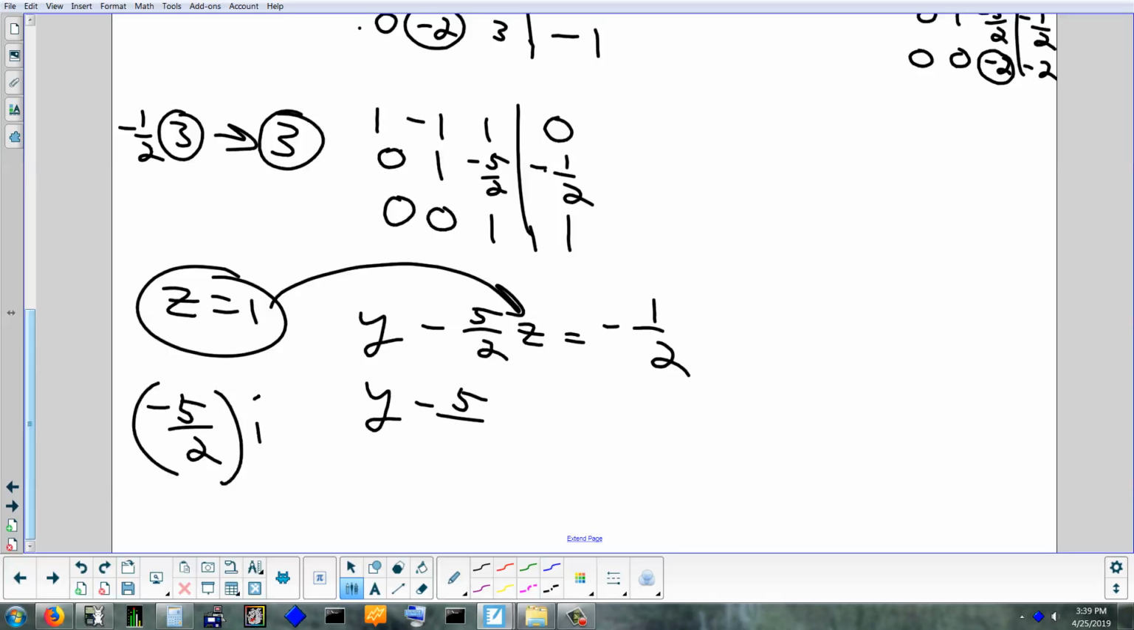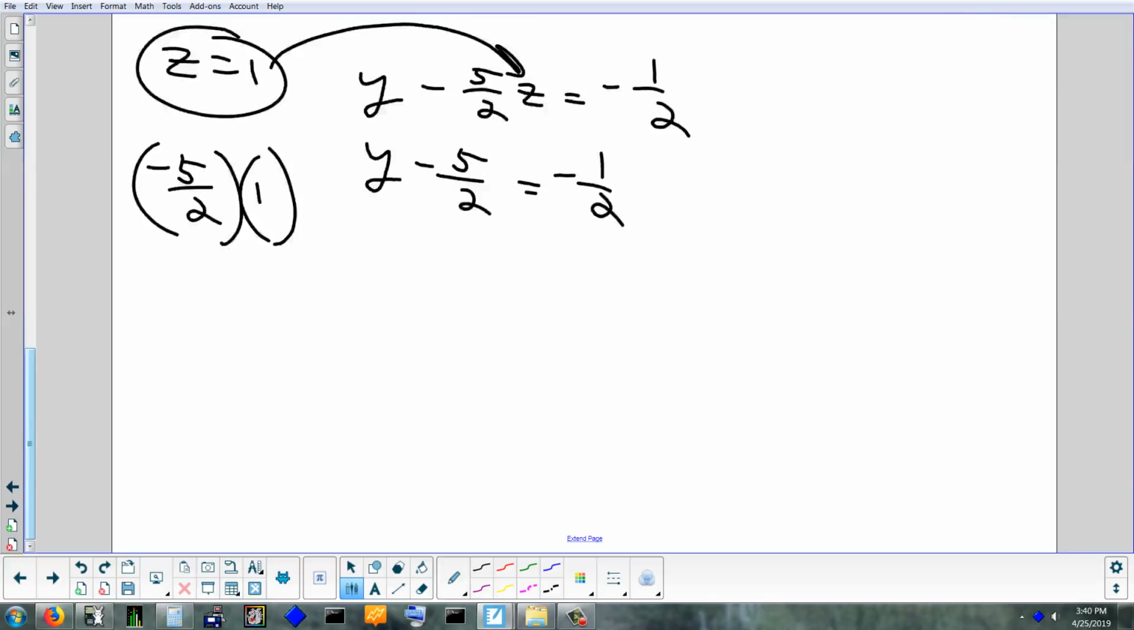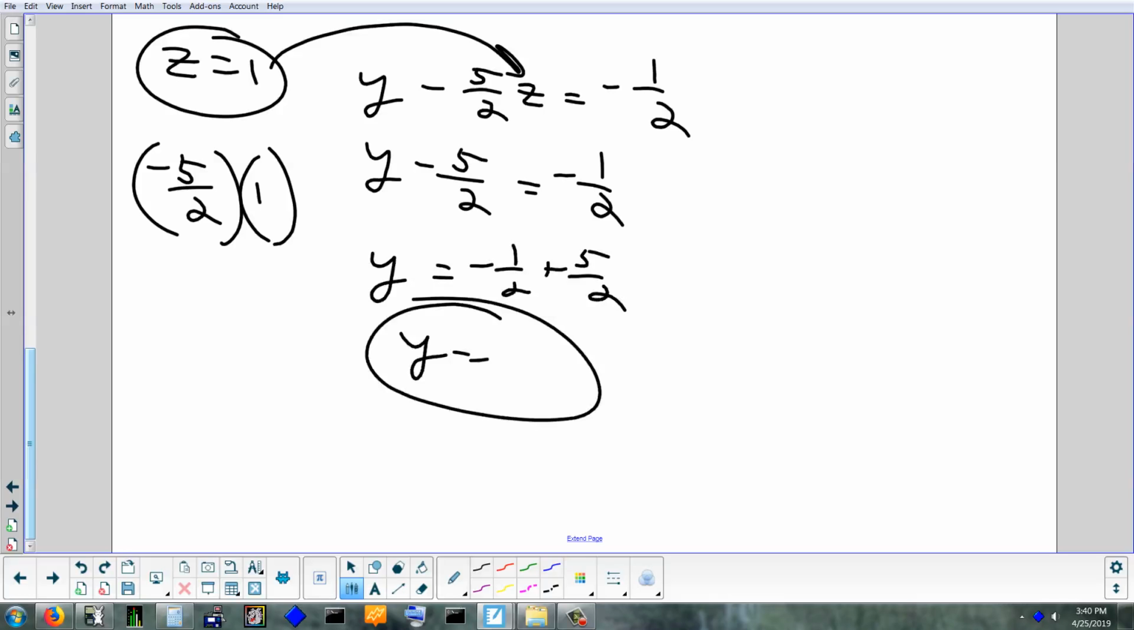So when you do that, I'm not sure I heard what you said. Wouldn't it be the same? Yeah, it just stays the same. So negative 5 halves. And what would be on the other side? Negative a half. So now what would be our last step? Subtract the 5 halves. Or add it. Add it, yeah. So negative a half plus 5 halves would give me 2. So now we got z, we got y.